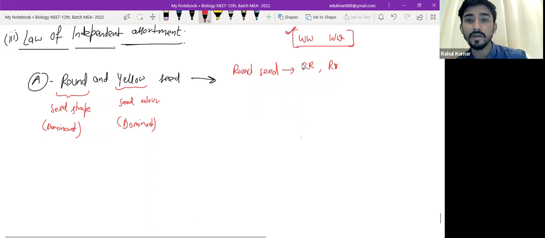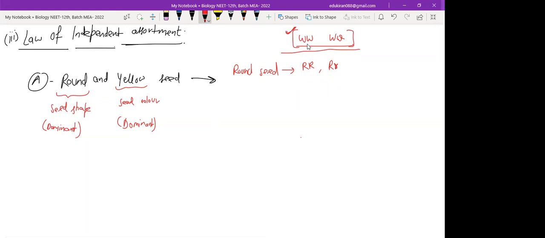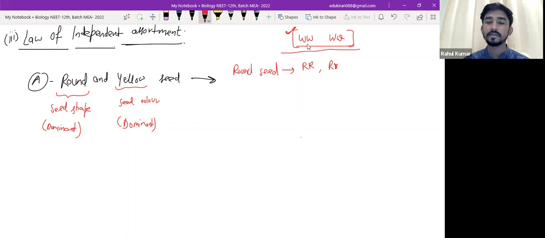Okay, correct way to write. This is the way which makes it easier to understand. So NCERT follows this way. I will also follow this way for the rest of my class. But is it clear that you do not have to get confused with this? Anyone who's finding it confusing, please tell me. So these are the two possible genotypes for round seed.